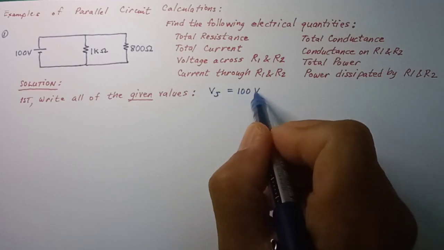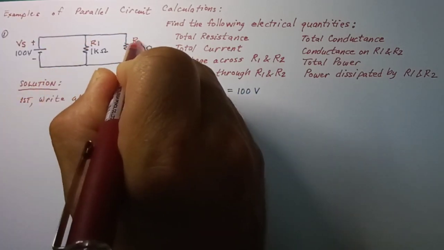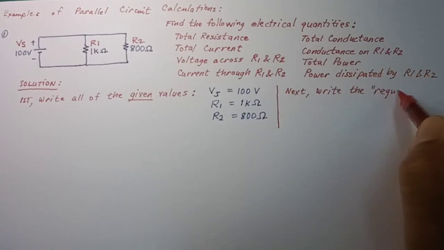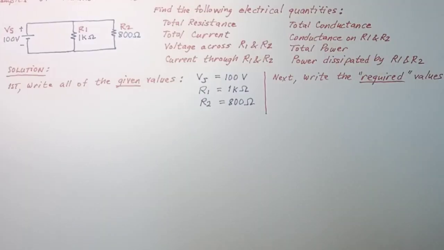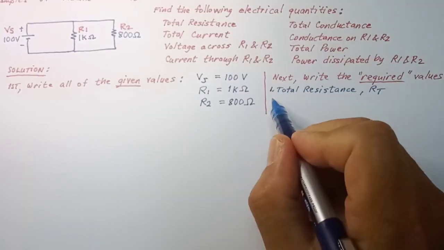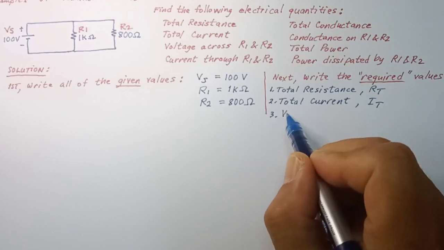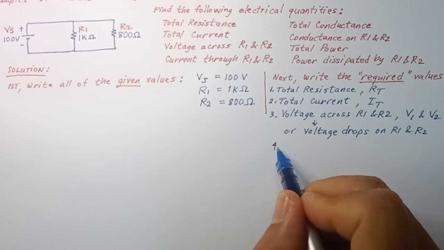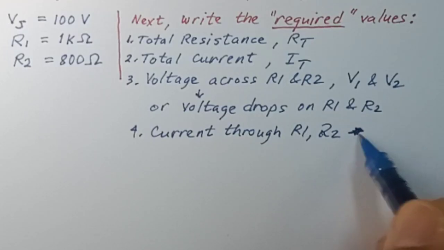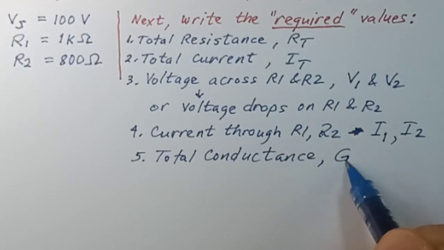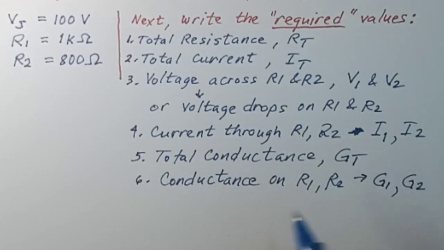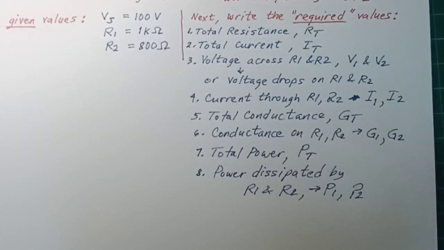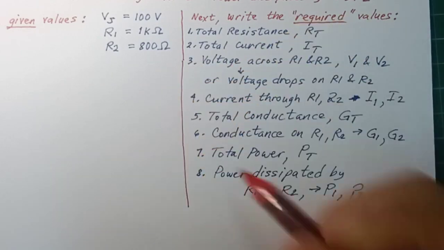The first thing we will do is write all of the given values, and we have three values given. We have Vs, 100 volts, and R1 and R2, 1 kilo ohms and 800 ohms respectively. Next, we will write the required values. The total resistance is RT. We will find the total current IT, the V1 and V2 or the voltage drops on R1, R2. We will find I1 and I2. We will find GT, the total conductance, and G1, G2 for the conductances of the resistors, PT, the total power, and the power dissipated by R1, R2, which is P1 and P2.